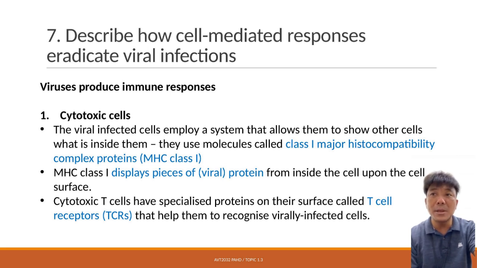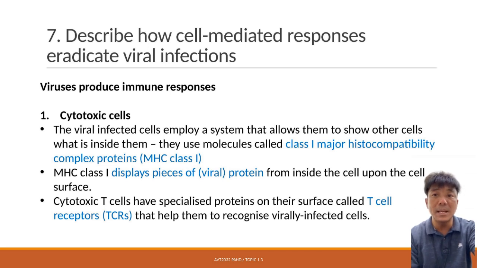It's a type of immune cell derived from T lymphocytes. When a virus infects a host, it invades the cells of its host in order to survive and replicate. Once inside, the cells of the immune system cannot see the virus and therefore do not know that the host cell is infected. To overcome this, cells employ a system that allows them to show other cells what is inside them. They use molecules called class I major histocompatibility complex proteins, or MHC class I for short, to display pieces of protein from inside the cell upon the cell surface.